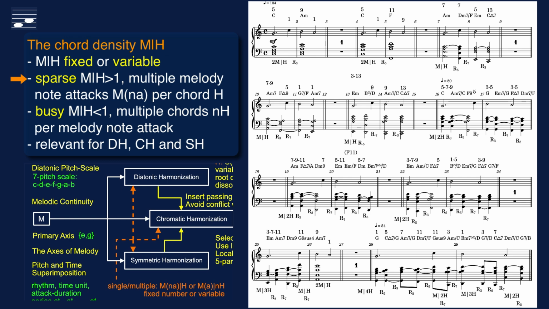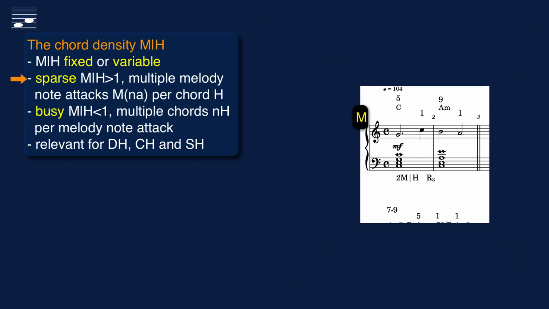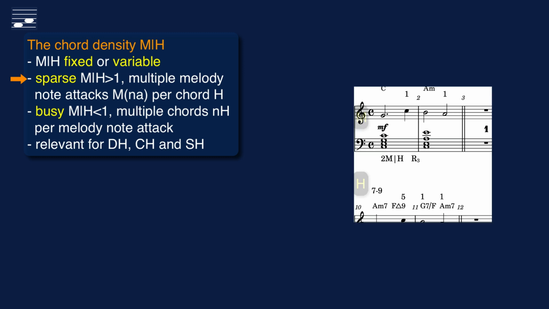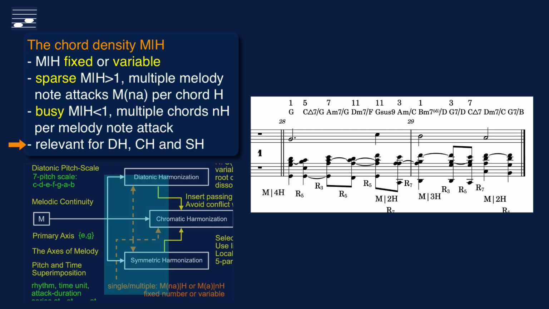In case of sparse harmonization, we have multiple melody note attacks per chord, which corresponds to a ratio M/H greater than 1. Here is the example with 2 M/H, 2 melody notes per chord. Here is the opposite case, M over H smaller than 1, a busy harmonization with up to 4 chords per melody note attack. Be aware that the chord density parameter is relevant for all 3 harmonization types, diatonic, chromatic and symmetric.